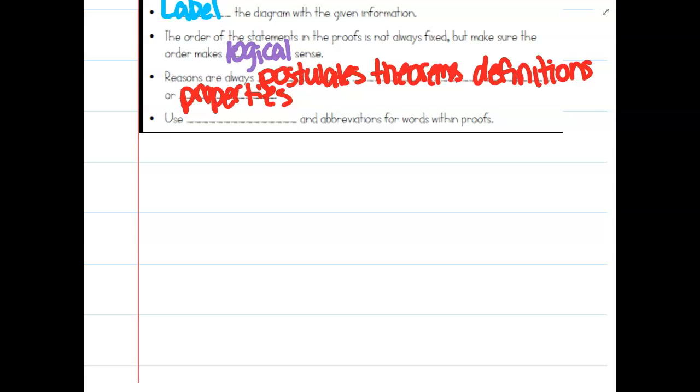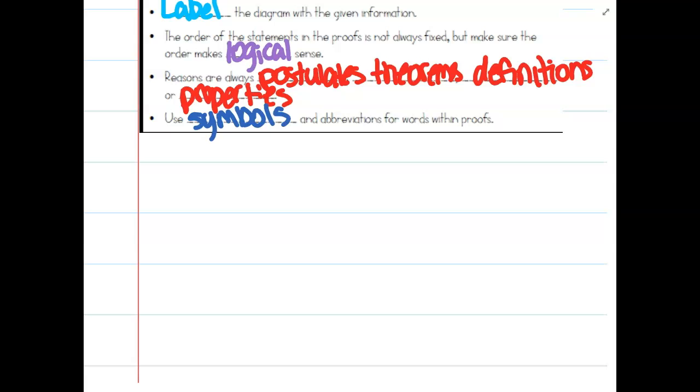But the postulates, the theorems, and the properties, where are you going to find those? Your flip book, right? That's what we've been adding to since chapter 1. You're going to need some of those today. Now, this is the part that I don't think I'm going to have a problem with you guys, because we all love doing this. We are going to use symbols and abbreviations for words whenever you can within your proofs.